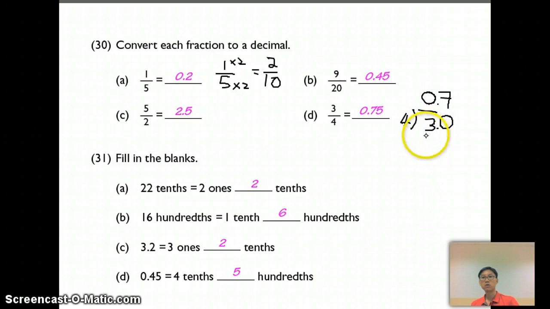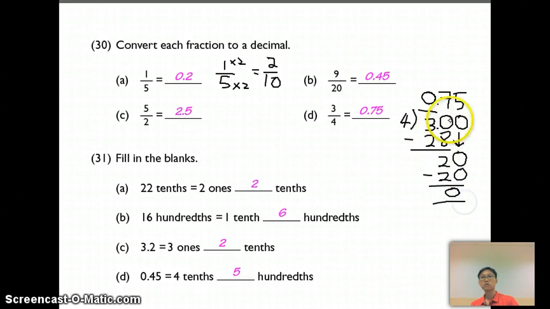7 times 4 is 28. I subtract, and this will become 2. So I'm not done yet because this is 2. I need to continue dividing until I get a 0. Remember that. So I pull down the 0. So this will be 20. 20 divided by 4 is 5. So 5 times 4, 20. Subtract. And once I've hit the 0, I stop. So then 3 over 4 is 0.75.